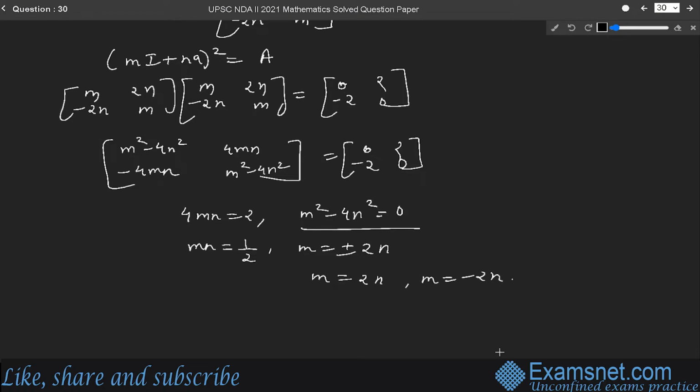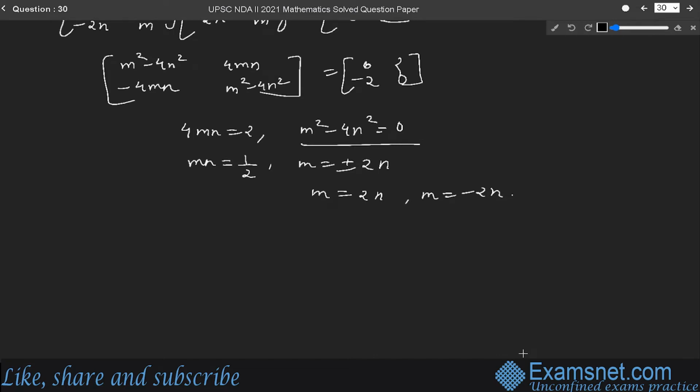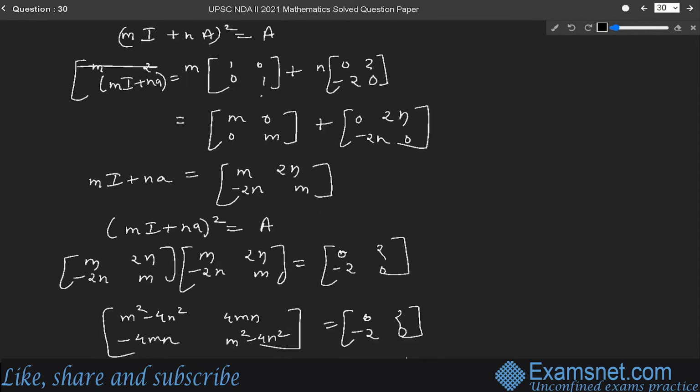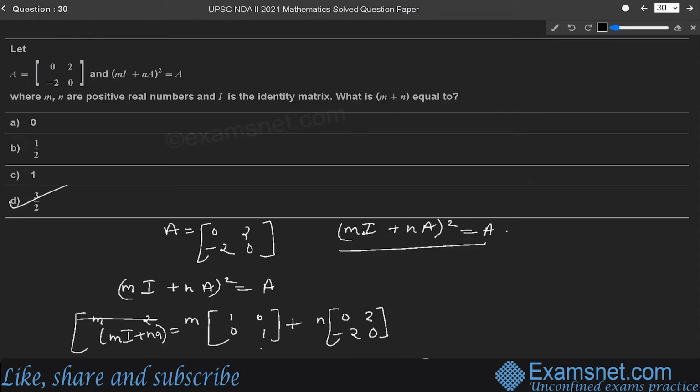Now, when m is equal to plus 2n, let us see what is the value of mn. When m is 2n, it will be 2n into n is equal to 1 by 2, and n will be equal to 1 by 2, and m will be equal to 1. Therefore, we can say that the sum of m and n will be 1 plus 1 by 2, which is equal to 3 by 2. So this is the required sum for m plus n. So we can say that the correct option here is option number D, which is 3 by 2.